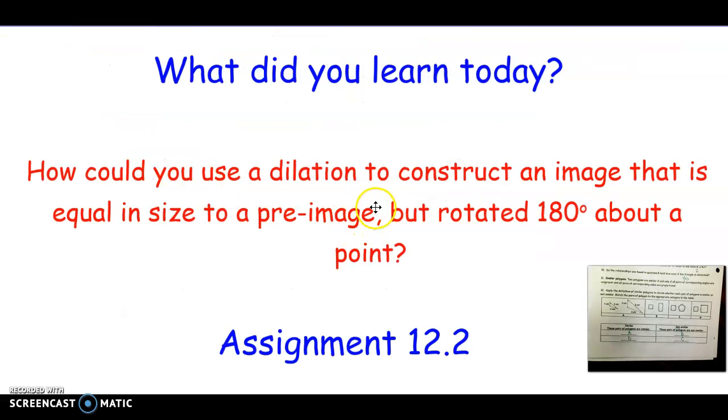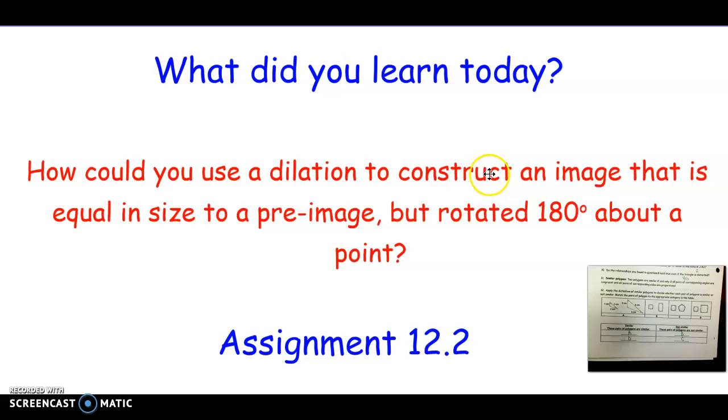So our final wrap-up question says, how could we use a dilation to construct an image that is equal in size to a pre-image, so they're congruent, but is rotated 180 degrees about a point? So remember, to get the 180 degree rotation, we have to have what kind of scale factor? It has to be negative, right?